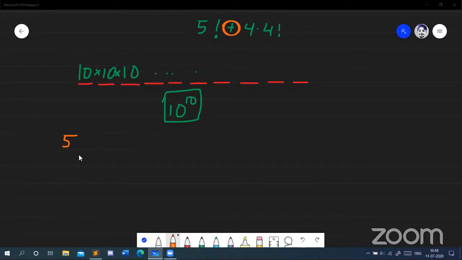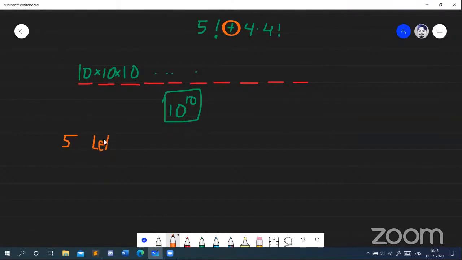So now that we're here, I have 5 letters, and I have 4 boxes. And the question is, in how many ways can I put these 5 letters into these 4 boxes? So I have letter 1, letter 2, letter 3, letter 4, and letter 5, and I have box 1, box 2, box 3, and box 4.